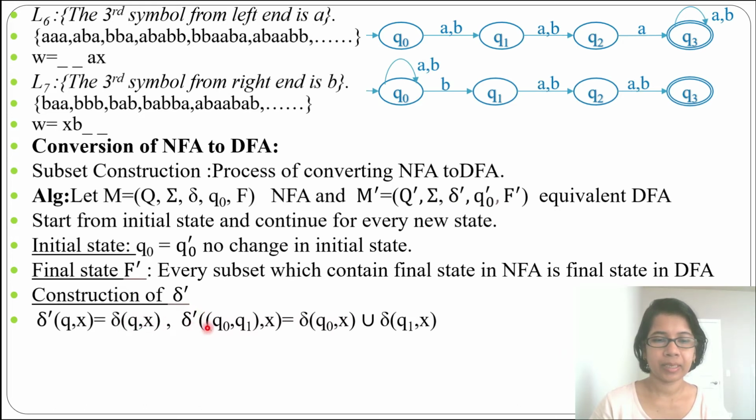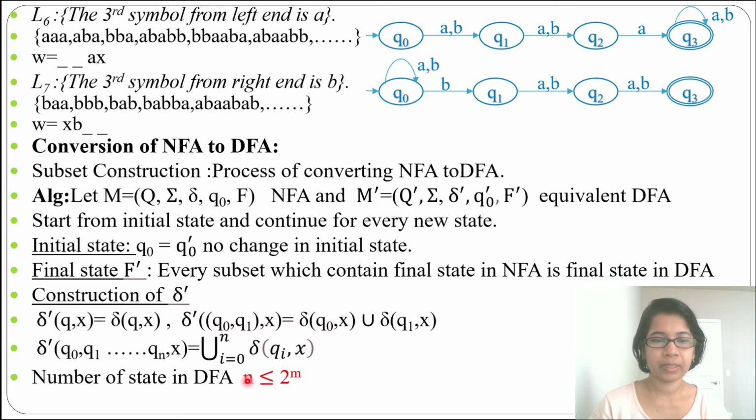And you can say delta dash of q0 q1 on x, this is a subset, is equal to delta of q0 on x union delta of q1 on x. You can find transitions separately for q0 on x and q1 on x, and then combine them. You take the union of these two, and that will be delta dash of q0 q1 on x. And if there are more states, you can take the union of all these states. And there will be more states in the DFA.